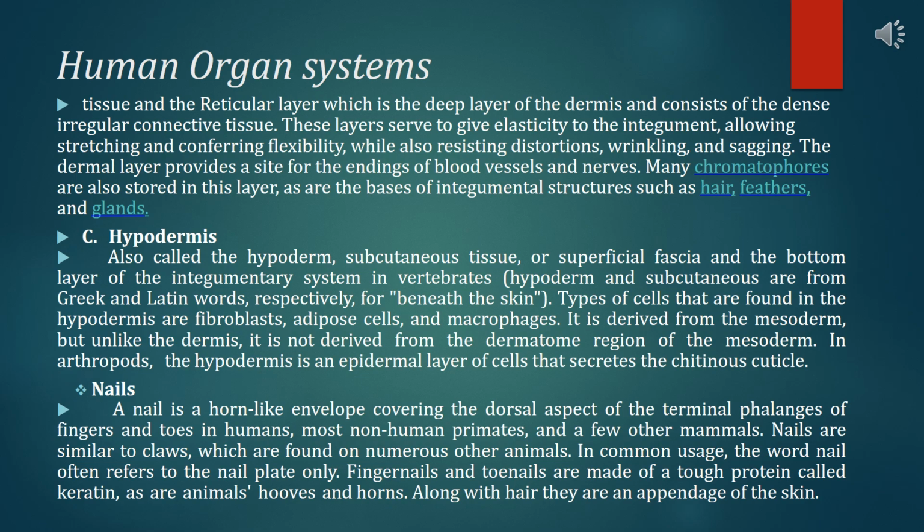Nails: a nail is a horn-like envelope covering the dorsal aspect of the terminal phalanges of fingers and toes in humans, most non-human primates, and a few other mammals. Nails are similar to claws, which are found on numerous other animals. In common usage, the word nail often refers to the nail plate only. Fingernails and toenails are made of a tough protein called keratin, as are animals' hooves and horns. Along with hair, they are an appendage of the skin.